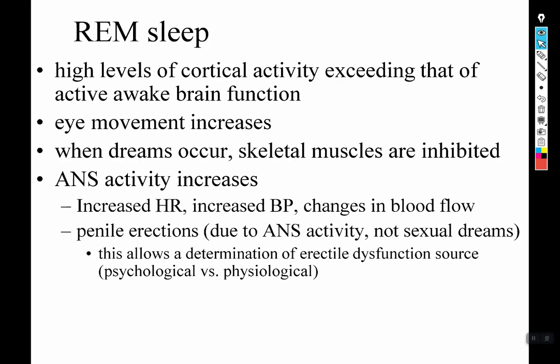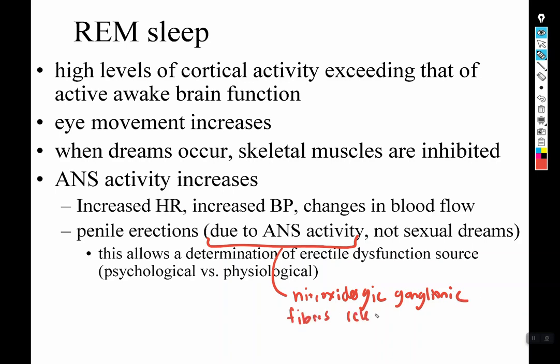Interestingly, nocturnal penile erections during sleep are actually due to autonomic nervous system activity, specifically sympathetic nervous system activity, because the way that erections work, just the Cliff's Notes version, is nitroxidergic ganglionic fibers release NO, nitric oxide, and that's going to dilate the arteries that lead to the erectile tissues and fill the penis up with blood. So it's not sexual in nature, actually, it's just that your sympathetic tone increases.